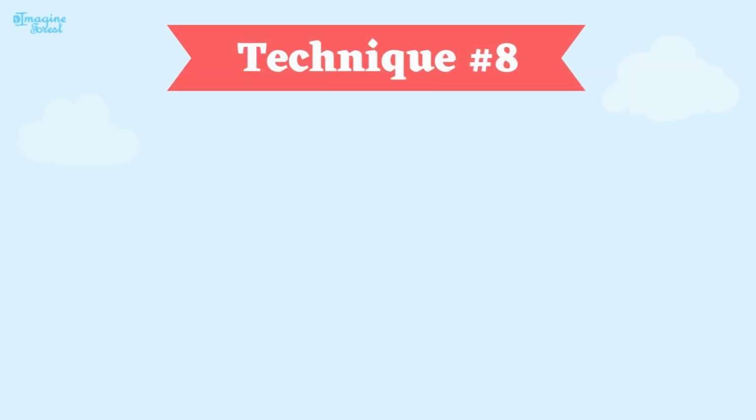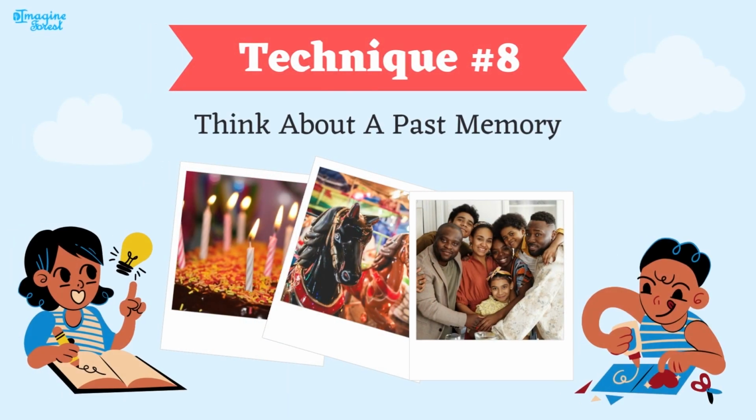Technique 8. Think about a past memory. Your own life experiences are the greatest source of inspiration. Take a good or bad memory from the past, and turn it into a story idea. And because this idea is based on personal experience, it's likely to be unique and interesting to write about.